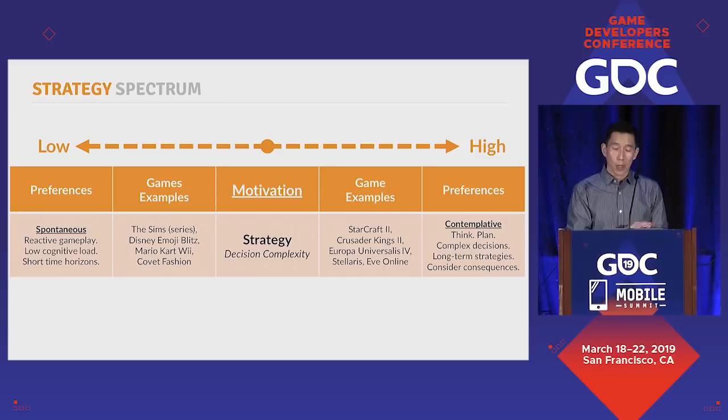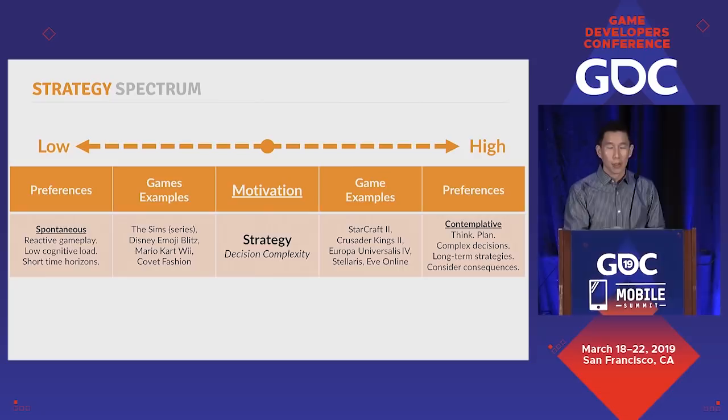So gamers with high strategy, they want a great deal of decision complexity. They want meaty decisions that they can chew on and long-term strategies they can plan out and execute. So some examples of games that score high on strategy include StarCraft, Crusader Kings, Europa Universalis.